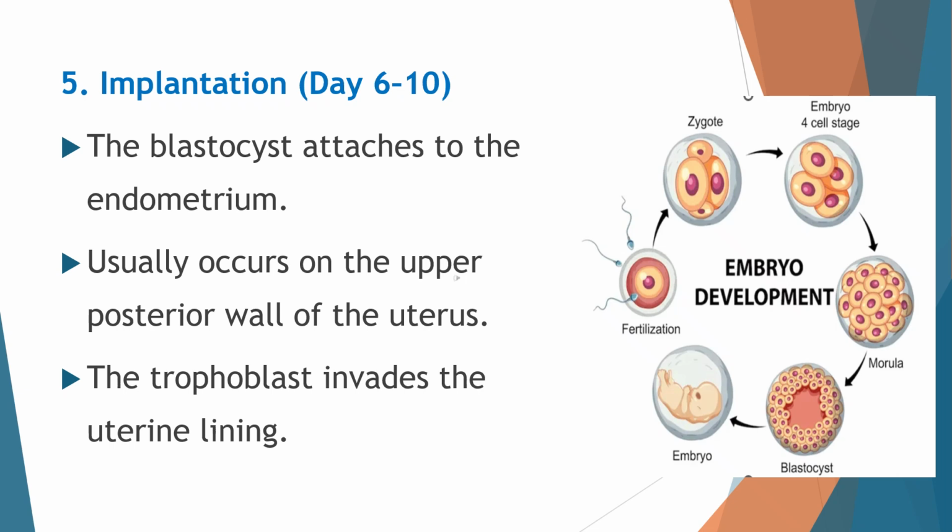So, remember these important points. Implantation occurs between day 6 and day 10. The blastocyst attaches to the endometrium. The normal site of implantation is the upper posterior wall of the uterus. The trophoblast invades the uterine lining and helps establish pregnancy by forming the placenta. This is a very important stage because successful implantation marks the beginning of a healthy pregnancy. Without implantation, the embryo cannot continue its growth and development.